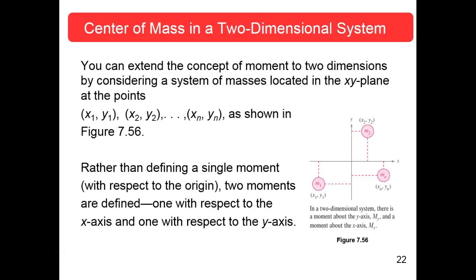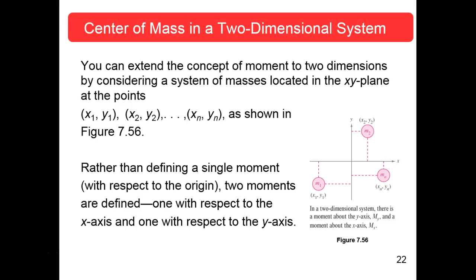You can extend that concept of moment to two dimensions by considering a system of masses located in the xy plane at various points, x1, y1, x2, y2, x3, y3, and so on, and having each mass at that point be m1, m2, m3, and mn, all of them, okay? Rather than defining a single moment with respect to the origin, two moments are defined, one with respect to the x-axis and one with respect to the y-axis.